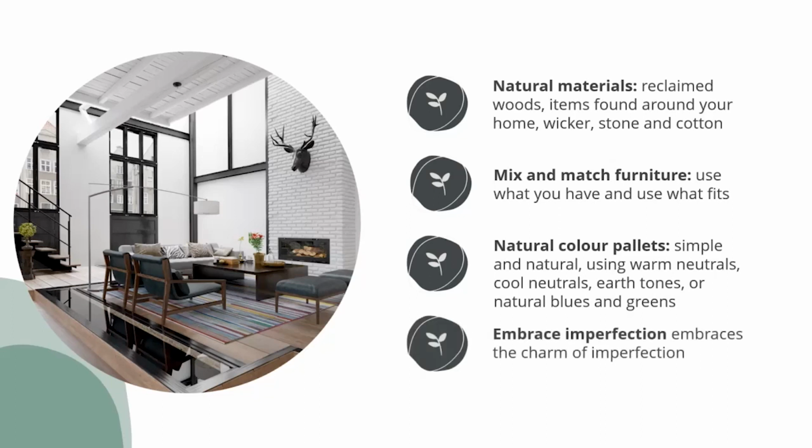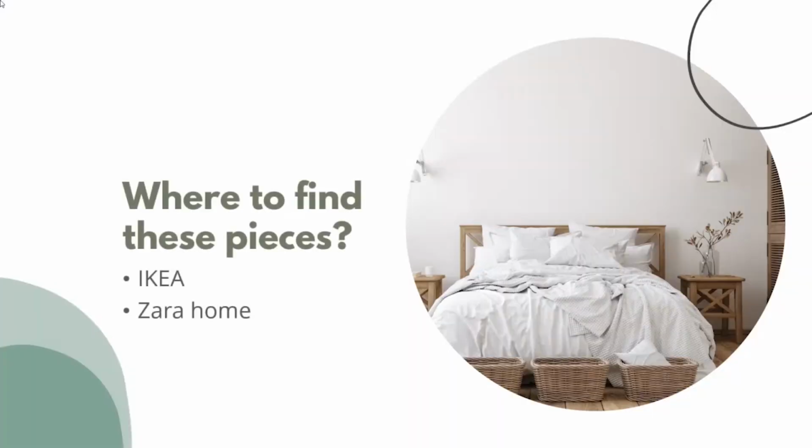Our last characteristic is to embrace imperfection. When selecting the pieces of furniture for the space, you kind of want to optimize on that weathered, farmy, authentic look and feel. Let's move on to where you can find some farmhouse or modern farmhouse pieces for you to incorporate into your home. My top picks for places to find these furniture pieces are IKEA and Zara Home.